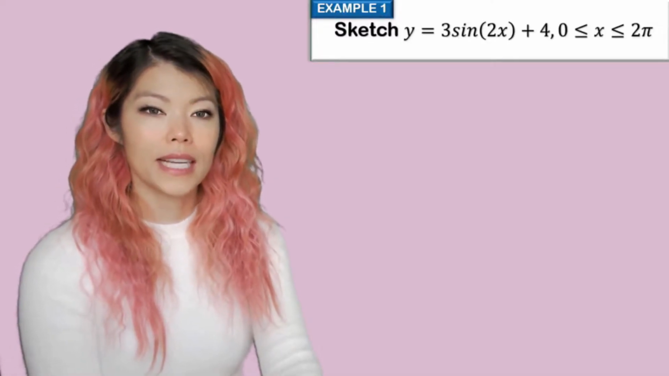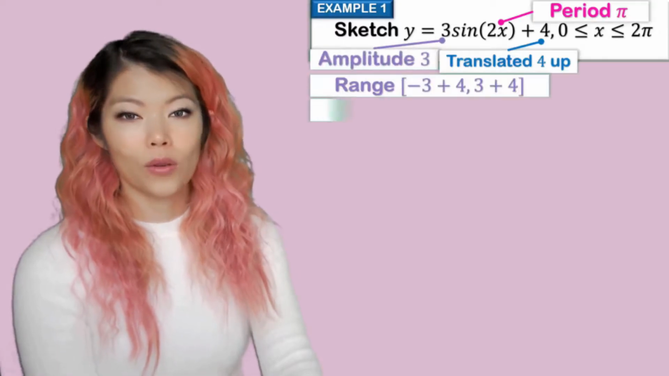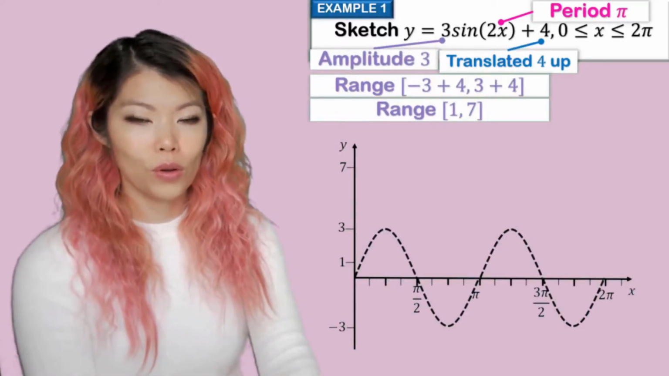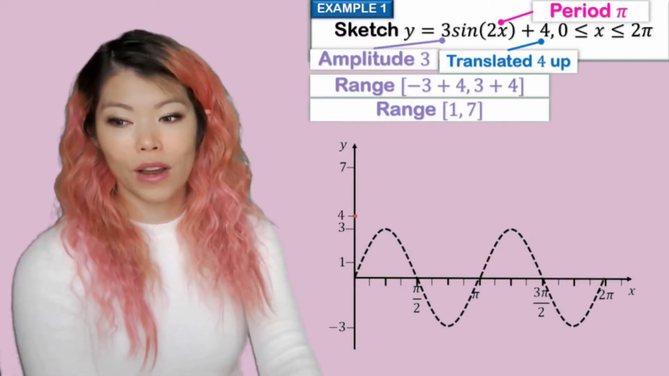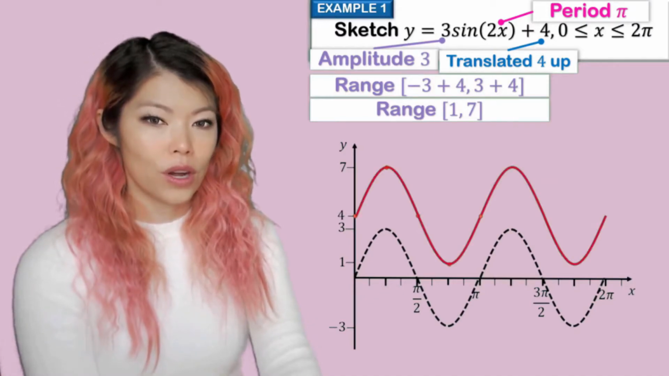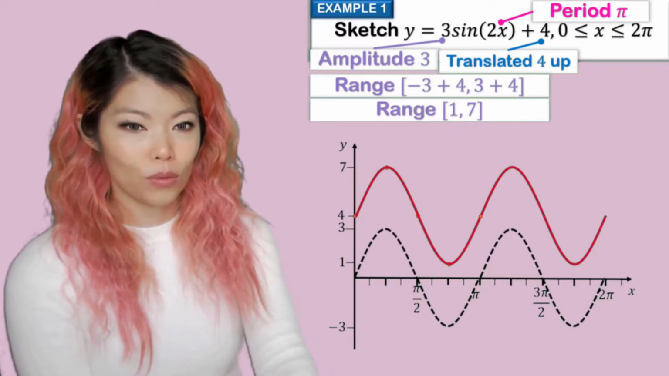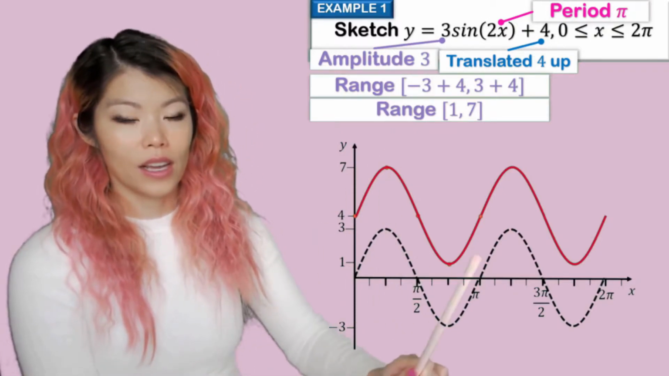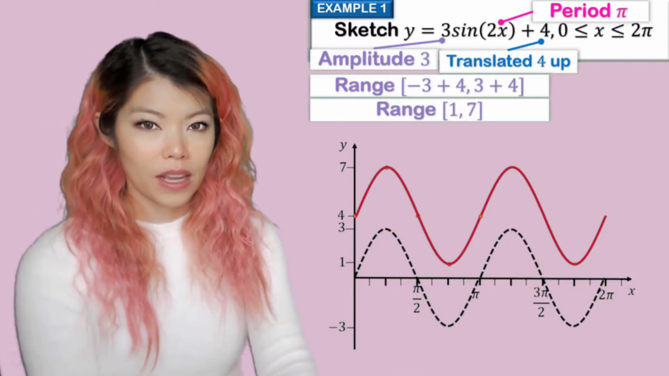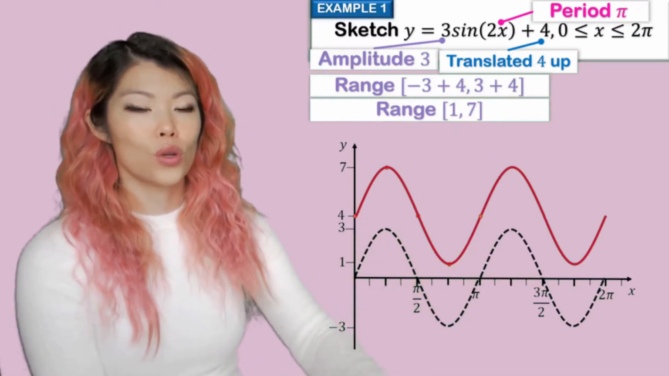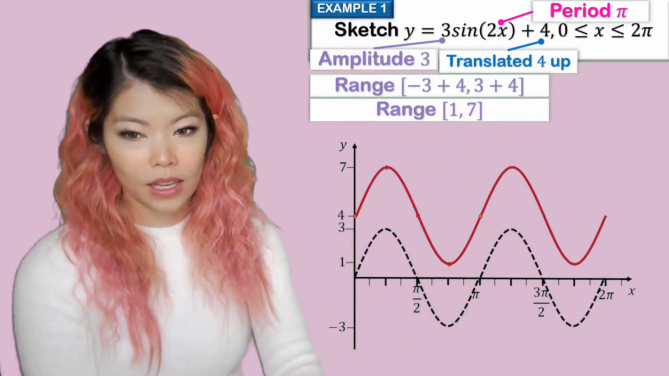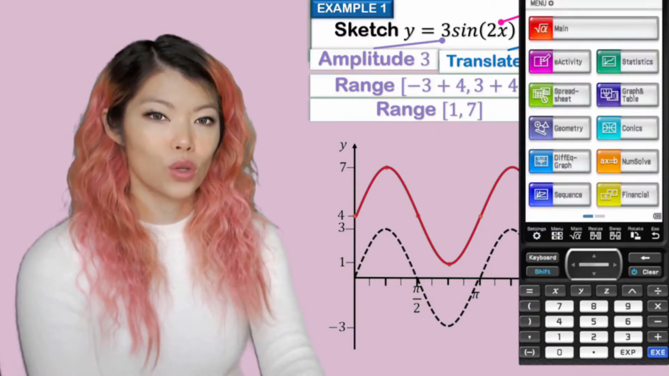So recall that this is an example from the other video, and we went through working out all these finer details, sketching the original graph and then sketching the final translated graph. Let's use our CAS calculator now to do the same. So we're going to try and sketch this red line with the CAS calculator. The equation is 3 sine 2x plus 4. Let's remember that, 3 sine 2x plus 4.